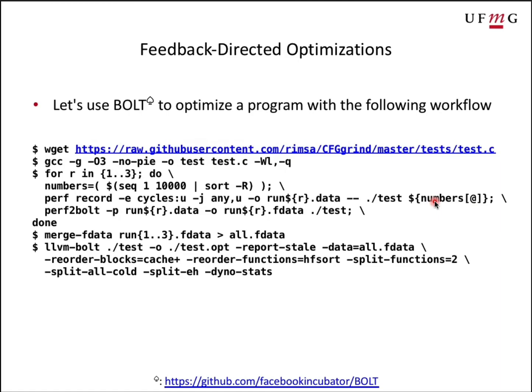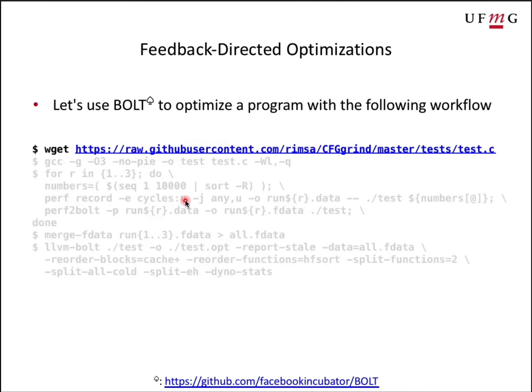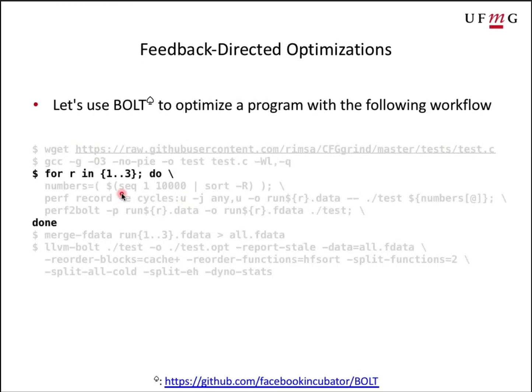In both cases, we need to collect information. We can use perf here to do that. Perf can use some processor counters and things like that to collect runtime information about this execution. And in this case, let me just go through it. So first we download, then we compile with relocation. Then I just executed it 3 times, just to show a workflow here. Then I randomized 10,000 numbers, and then we use perf to collect data.